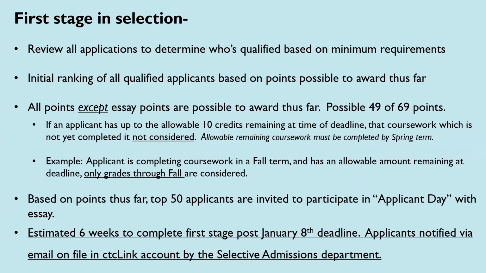Initially, all applicants will be ranked based on points possible to award thus far. At this point in the process, all points except the essay points are possible to award thus far. This means that out of the possible 69 points in total, because the essay is worth 20 points, an applicant can have up to 49 points in the first stage of selection.